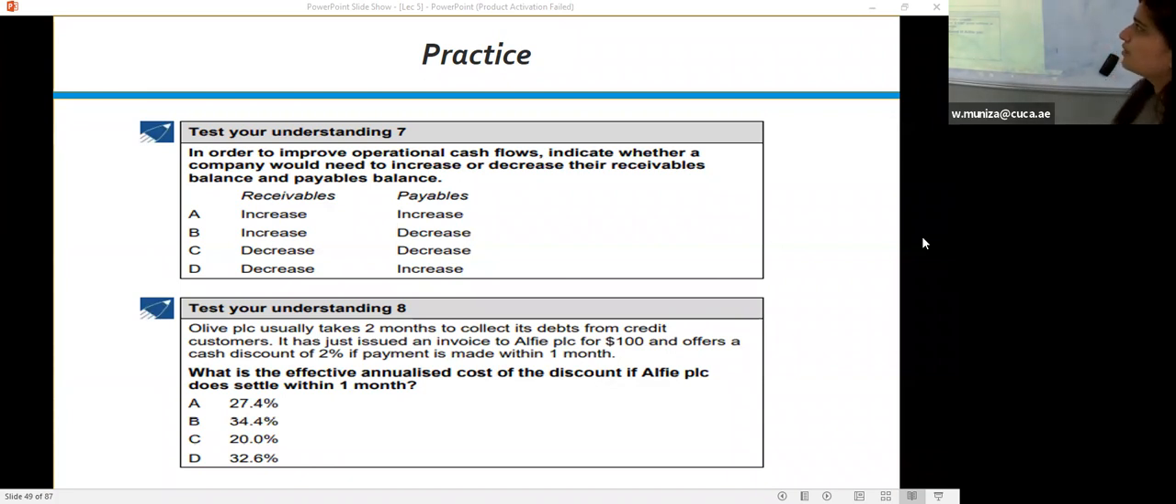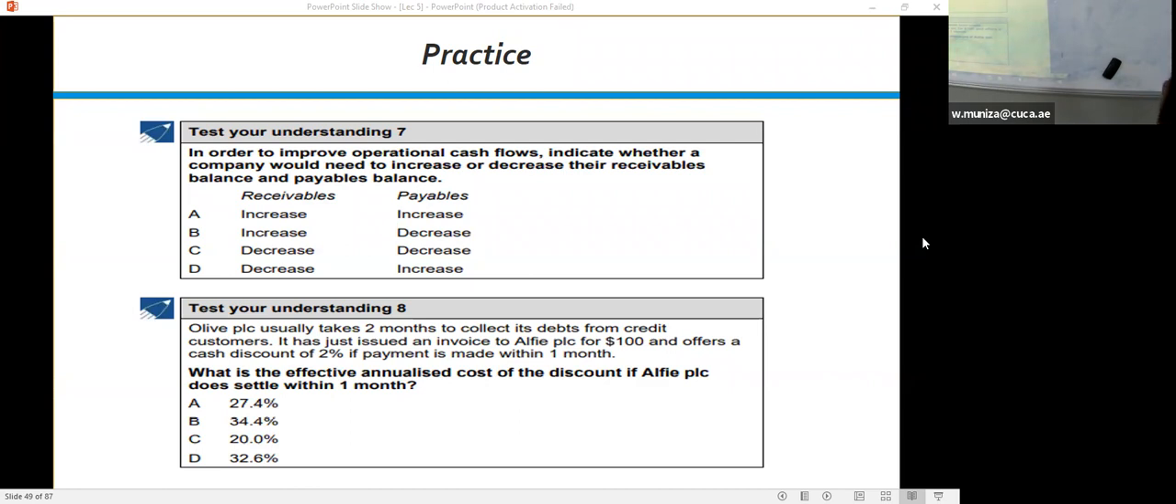In order to improve operational cash flows, indicate whether a company would need to increase or decrease their receivables balance and payables balance. Decrease the receivables, increase the payables. In order to improve the operational cash flows, what do we have to do? Decrease the receivables and increase the payables.